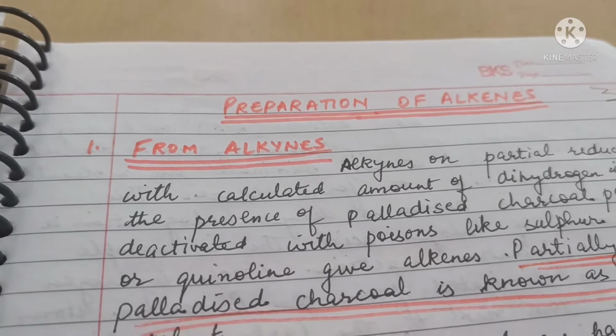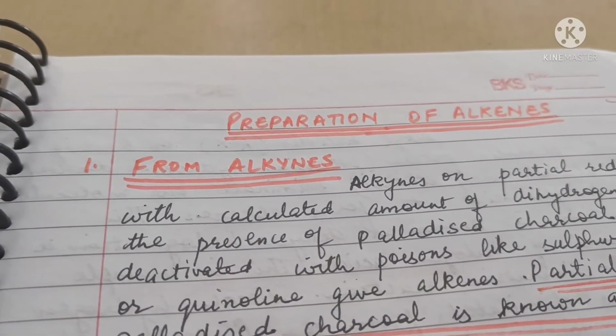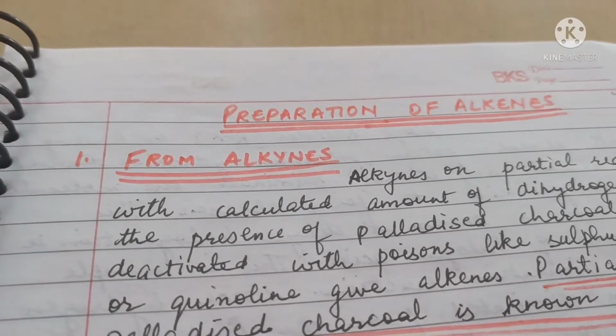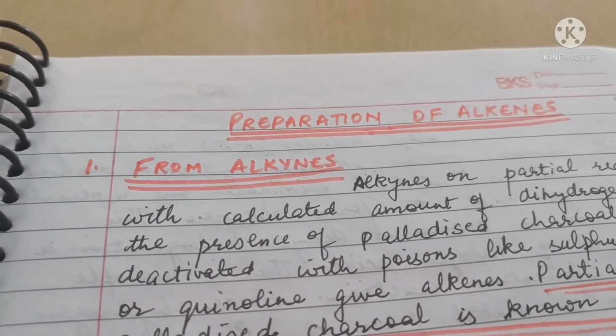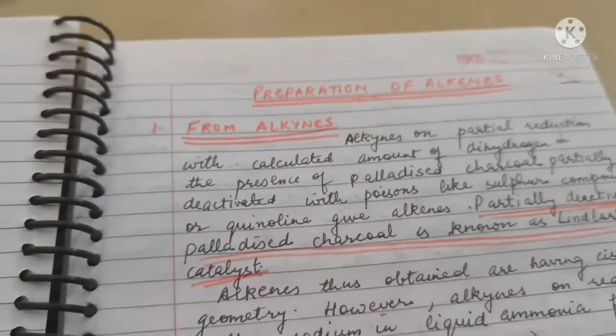We are doing the chapter hydrocarbons. Our topic for today is preparation of alkenes and physical and chemical properties of alkenes. The first method of preparation of alkene is from alkynes.